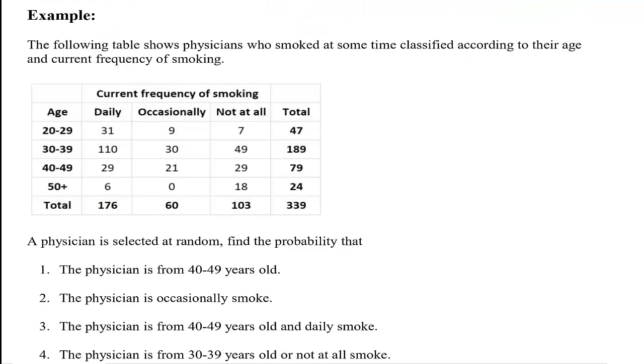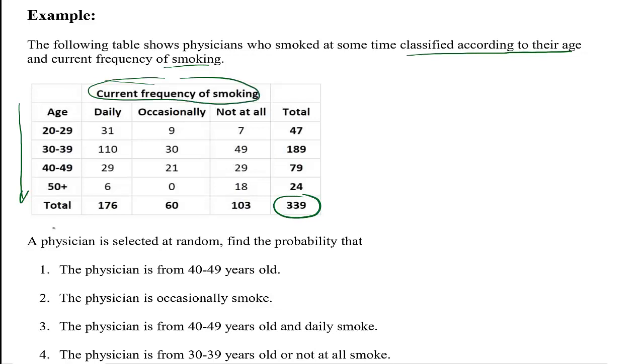Another example. The following table shows physicians who smoked at some time, classified according to their age and current frequency of smoking. So we have a total of 339 persons. Here in the rows, we have the age group, and in the columns, we have the frequency of smoking. A physician is selected at random. Find the probability that the physician is from 40 to 49 years old.